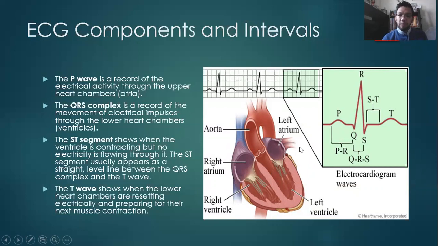So there. That is the ECG components and intervals. The P wave is more of the atrium, activity within the atrium. The QRS complex is the activity within the ventricles. And the ST segment, the ventricle is already contracting at that time, but no electricity is flowing through it. While the T wave, there is a resetting of electrical impulses in the lower chambers, in the ventricles, in order to prepare itself for another muscle contraction.